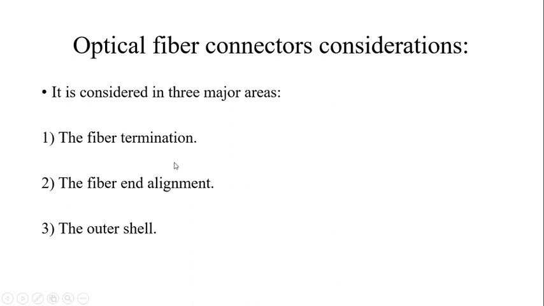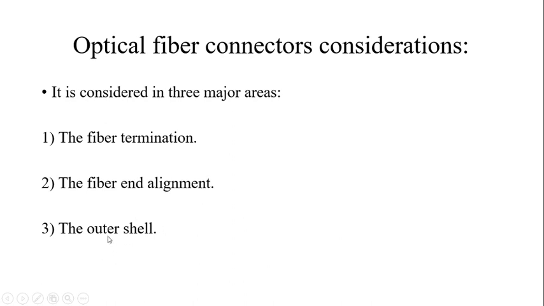The second area we consider is fiber end alignment. There it provides optical coupling with minimum losses. That is optimum optical coupling. Optimum means very minimum loss. Optimum optical coupling at the fiber end alignments.